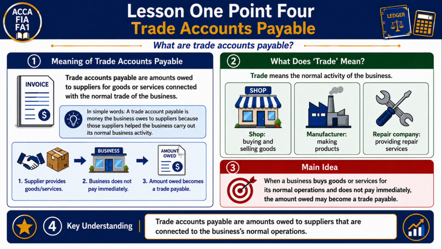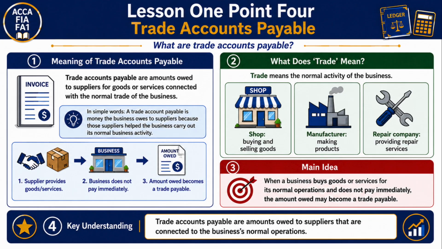Meaning of trade accounts payable. Trade accounts payable are amounts owed to suppliers for goods or services connected with the normal trade of the business. In simple words, a trade account payable is money the business owes to suppliers because those suppliers helped the business carry out its normal business activity. So if a business buys goods or services and does not pay immediately, the amount owed may become a trade payable.